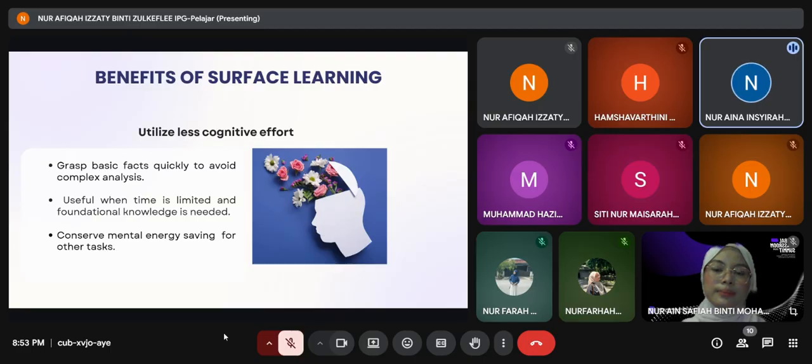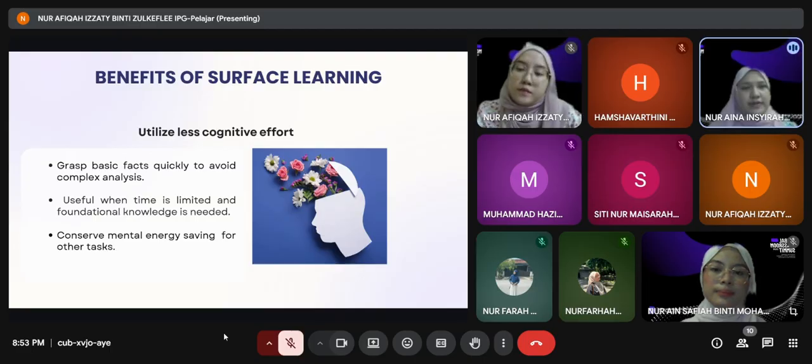So, in short, surface learning is not a useless learning method, but it is an efficient, practical, and helpful method if you are using it in the right approach. So, it is important. This type of learning is also important for you to implement in your learning life.